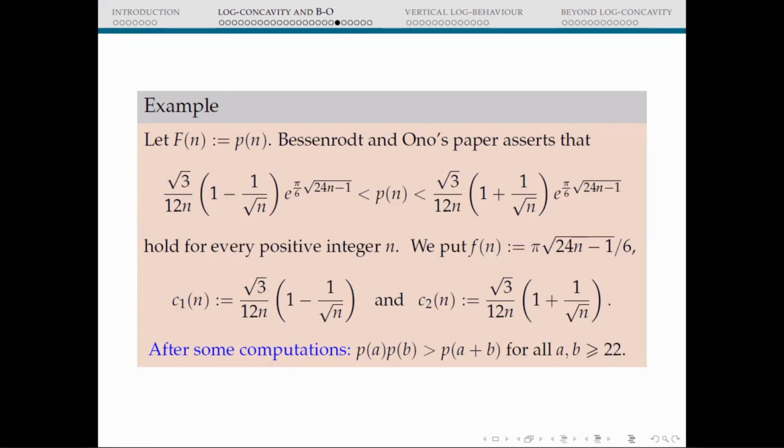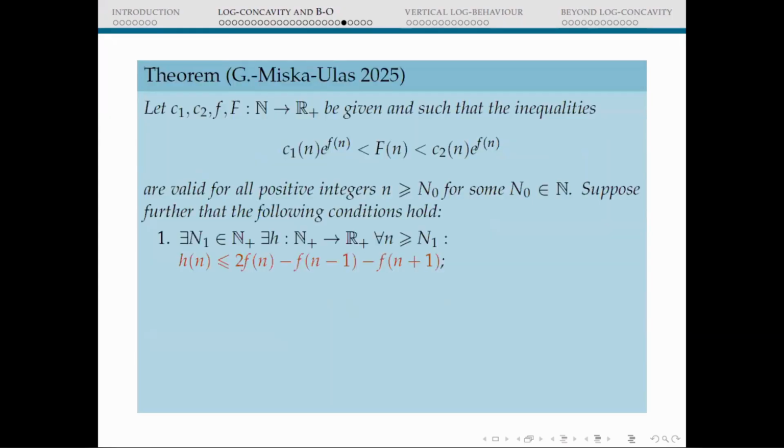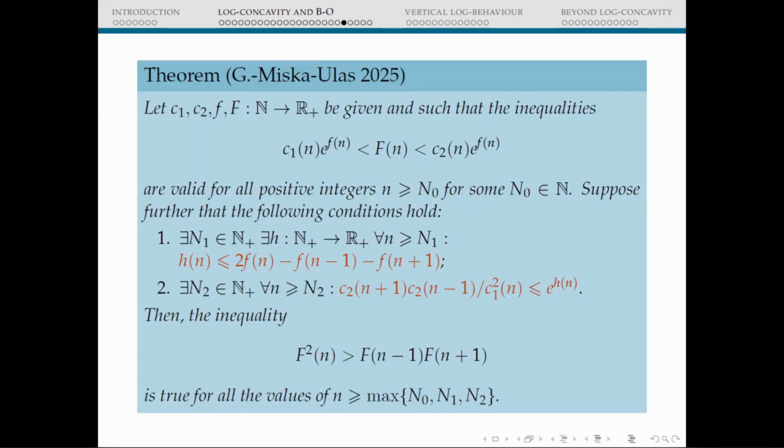So what about the log-concavity property? We can try to do the same. Here we have an additional assumption that there is a function h of n which satisfies the following inequality. Also, the expression C2 of n plus 1, C2 of n minus 1 over C1 squared is smaller than e to the power h of n. And these two conditions are enough to deduce the log-concavity property for our function f.